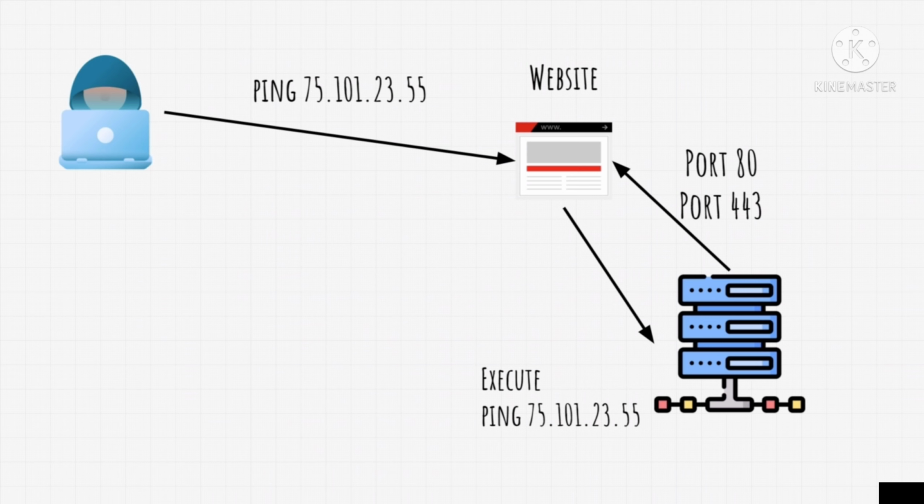So, do you remember this example on the screen that we talked about? Say we have a website and that website can ping an IP address that we tell it to ping, and it will tell us whether that IP address is offline or online. Well, we're going to take a look at this example inside of our Metasploitable.